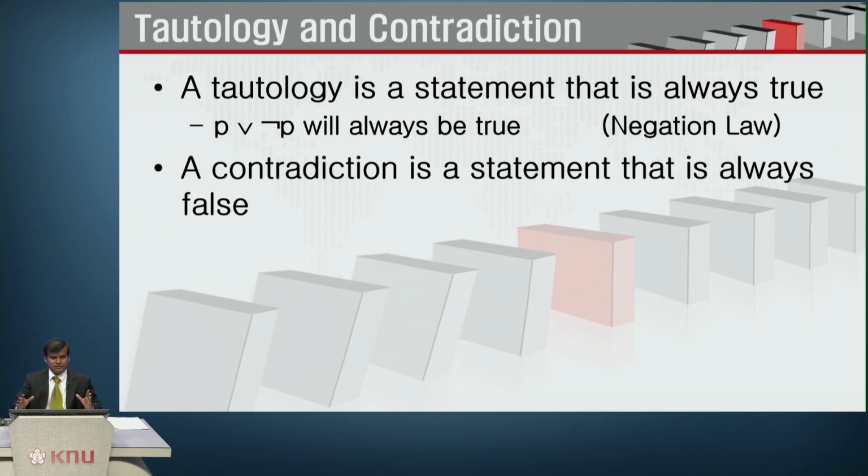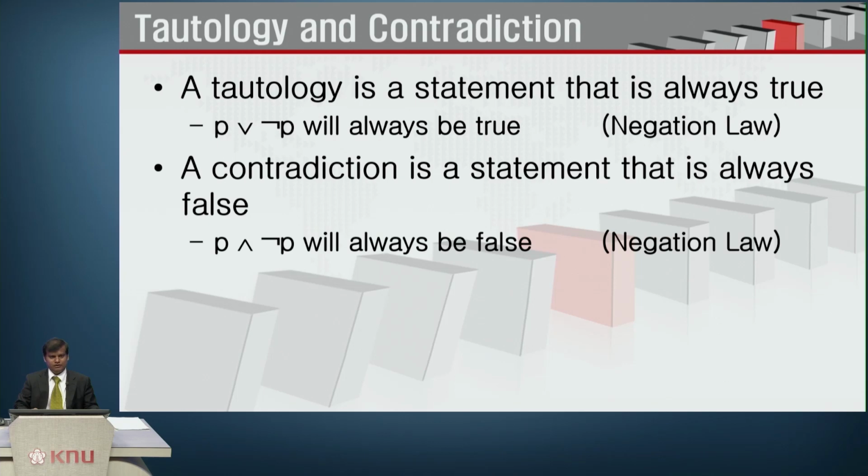And there is another thing called contradiction. By definition, a contradiction is a statement that is always false. No matter what it is, it always remains false. And you can also express the same thing by means of a logic. So here is an example of it, where we say P and negation of P is always false. That's again a part of the negation law.